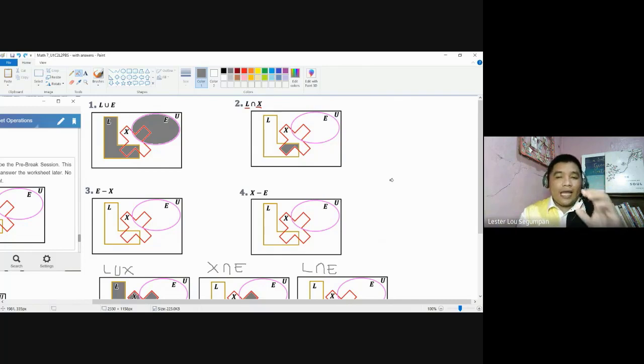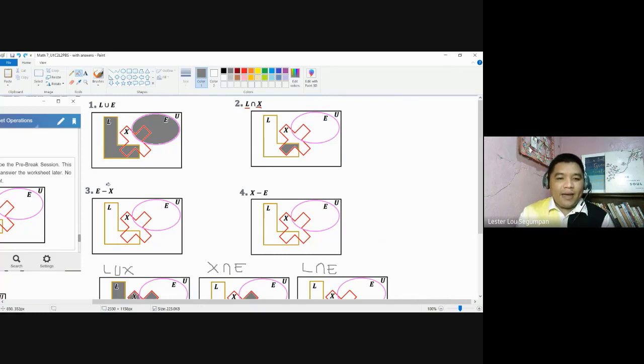That is how our Venn diagram will look if we talk about set difference, because we are removing, taking away a portion of our set. That is actually also the idea behind the symbol of the apple, which is common for our mobile learning devices. Okay, a portion was taken away. So with that thinking, let's go to item number three. We have E minus X.